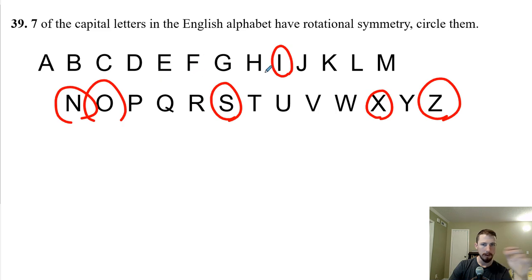My guess is I probably assumed that H was. That's probably it. But honestly, when I look at it closer, it looks like the top part's longer than the bottom part. So I would say no on that one. But that's probably the 7th one that I thought it was. Don't drive yourself crazy if you're off by a little bit.